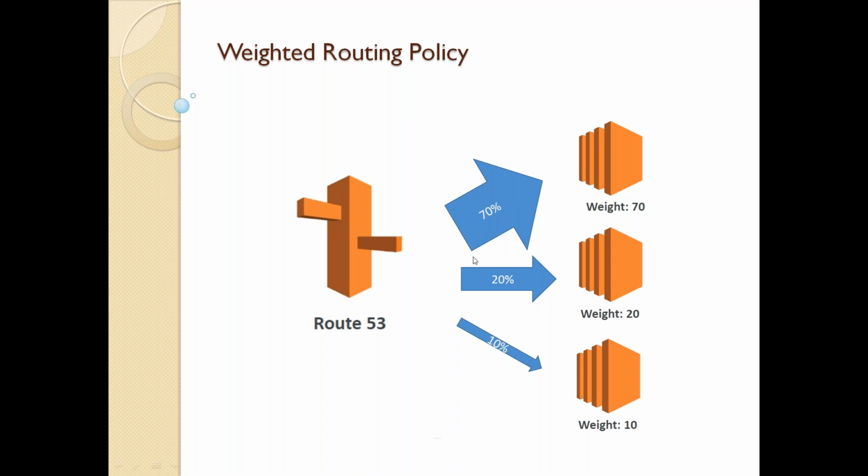So you say there are 3 machines. 70% of the traffic should always go here, 20% will go here, 10% will go here. Likewise, this can be any number between 1 and 65,536. But normally what we do, we always try to match with 100%, so it is easy for us to calculate. The more the weight, the more traffic will go to that machine. So this is your weighted routing policy.